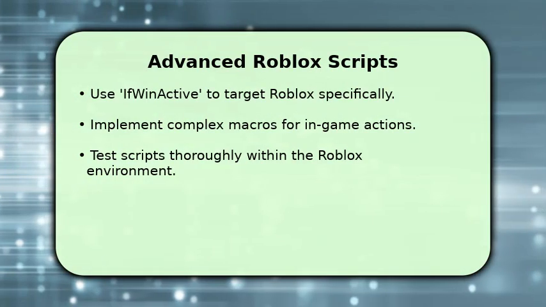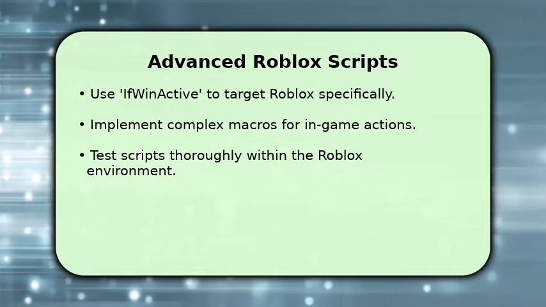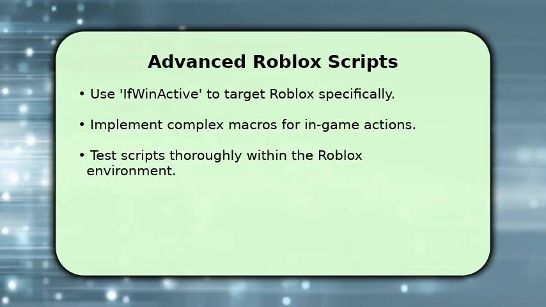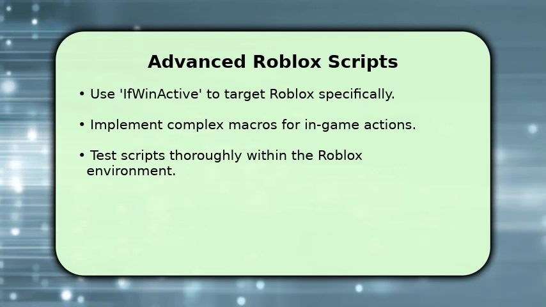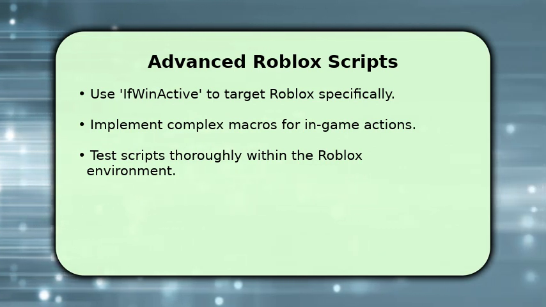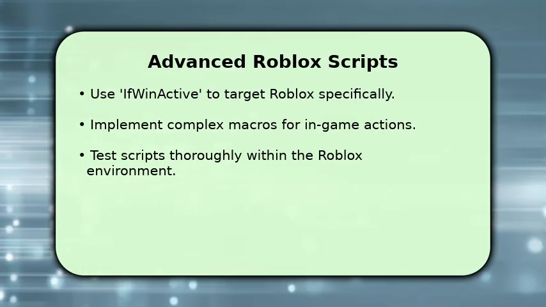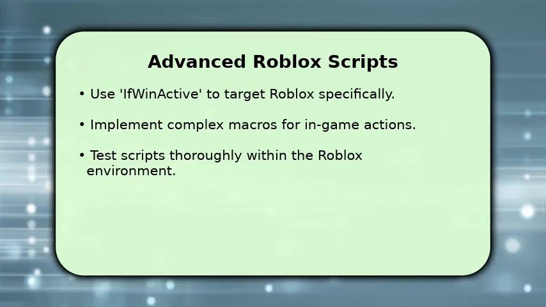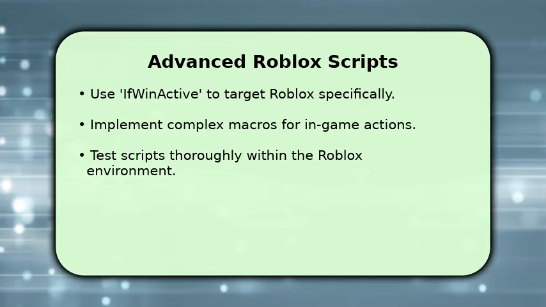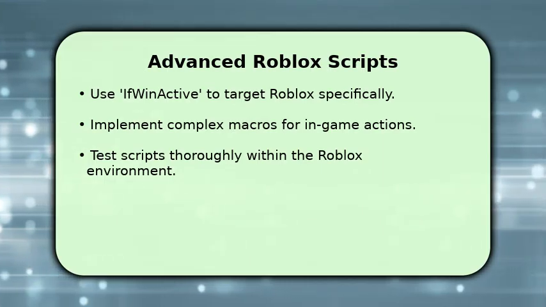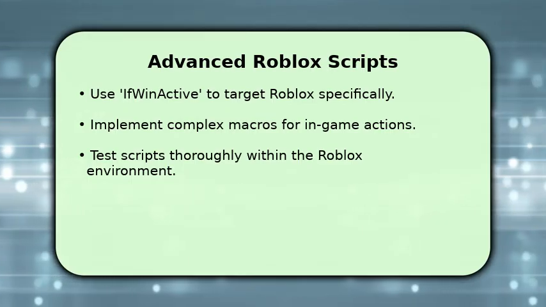For more advanced use with Roblox, you can make your scripts context-specific. Use the IfWinActive command followed by Roblox to ensure your script only runs when the Roblox window is active. This prevents unintended key remapping in other applications. You can then implement complex macros for in-game actions, like automated movements or chat commands. Always test your scripts thoroughly within Roblox to confirm they work as expected and do not interfere with gameplay.